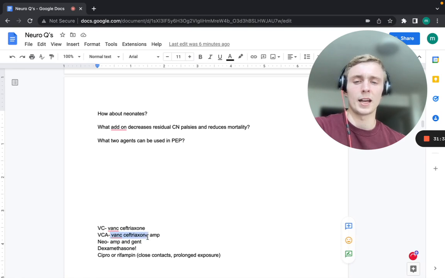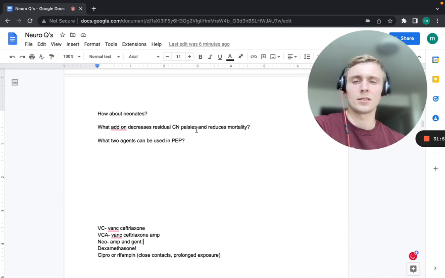So again, vanc, ceftriaxone, but we can add ampicillin, and the reason for that is Listeria. So we want to cover Listeria monocytogenes, and we can cover that by adding ampicillin to these patients. Similarly, in neonates, we do the ampicillin, but we add gentamicin instead. So for neonates, to cover that GBS, we add ampicillin and gentamicin.